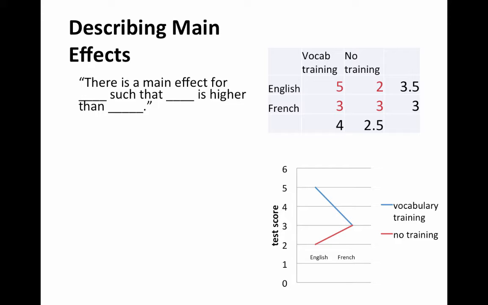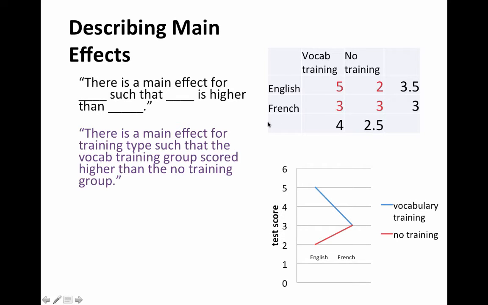And when you talk about a main effect, what you do is you ignore the other variable. So we could talk about the effect of the kind of training or the effect of the kind of test. So there's a main effect for training type, such that the vocabulary training group scored higher than the no training group. So here's the vocabulary group 4 and the no training group 2.5. So clearly they did better with the vocabulary training. And notice there's no mention of English or French.